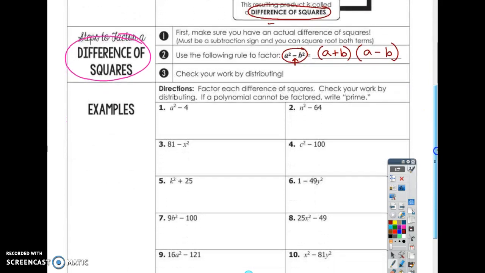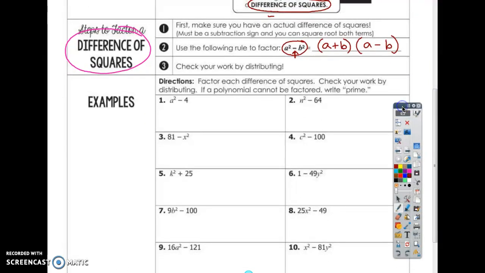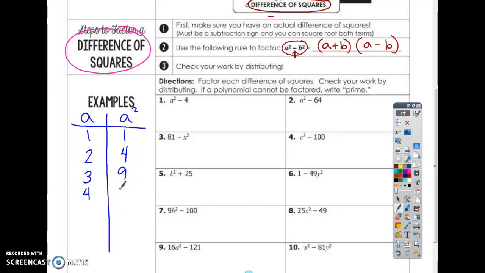So before we start practicing, we're going to do some squares and square roots over here, just to make sure that you have them. So we're going to make a table of an A and an A square. So we're going to be squaring stuff. So if I have a 1, what's 1 squared? 1 times 1? 1. What's 2 squared? 2 times 2? 4. What's 3 squared? 3 times 3? 9. What's 4 squared? 16.